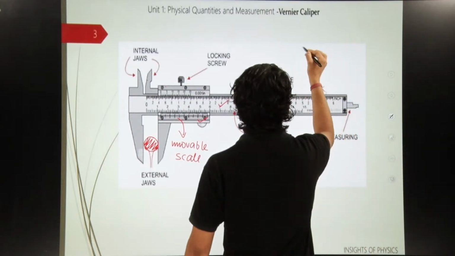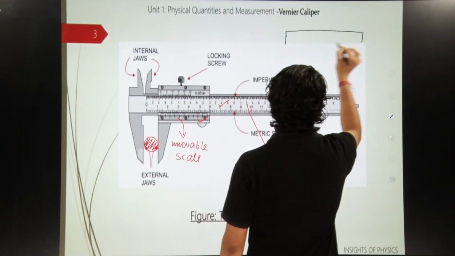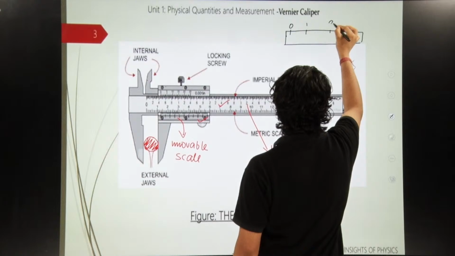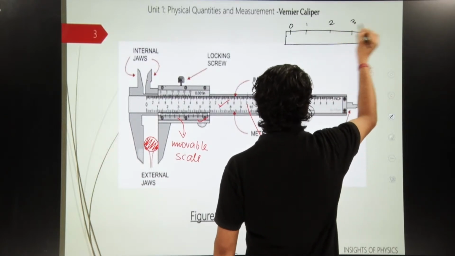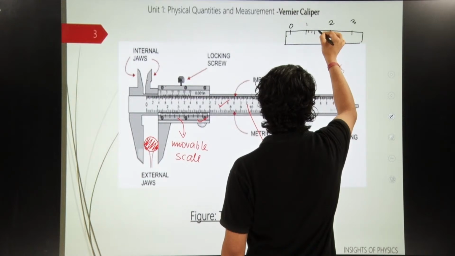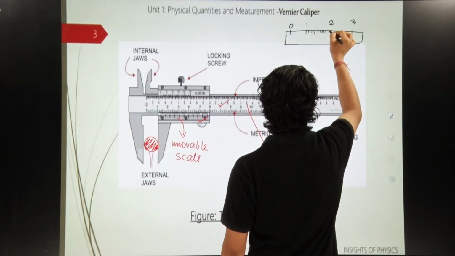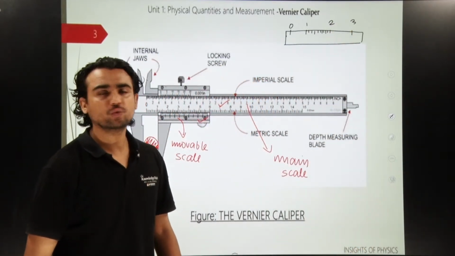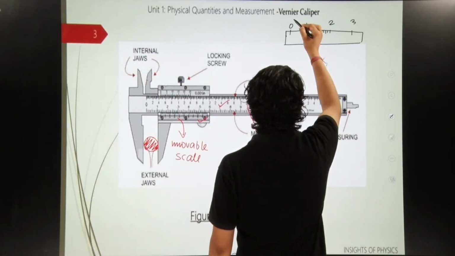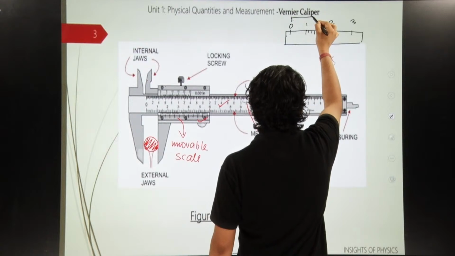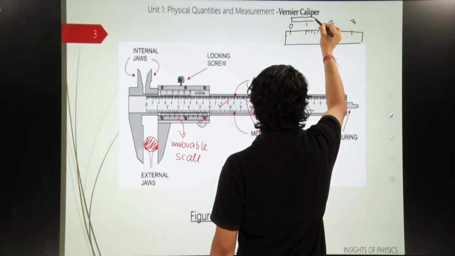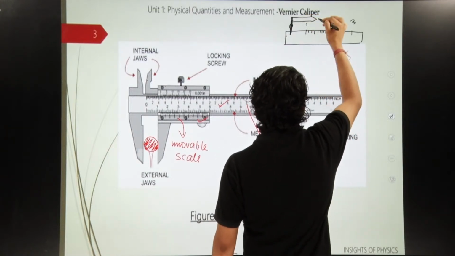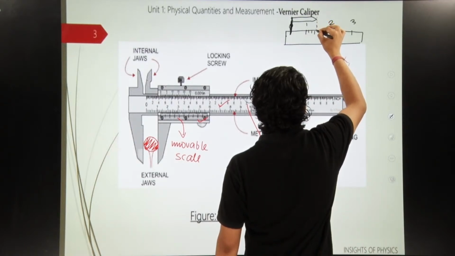So let's say I have the 15 centimeter scale. This is 0, this is 1, this is 2, this is 3. And this is 1.1, 1.2, 1.3, 1.4, 1.5, 1.6, 1.7, 1.8, 1.9 and 2. Now let's suppose I want to measure the length of this pen. I'll keep my pen like this and try to measure the length. This 0 coincides with this 0, and this 1 is somewhere here, right?